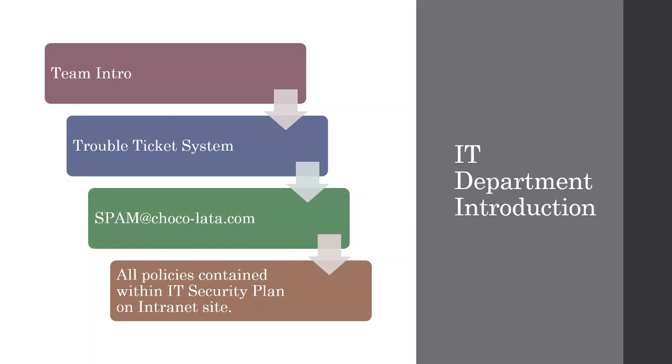We have a spam email address. We have really robust spam filter software, and if spam does make it through it, we want to have a spot for our users to be able to forward that spam so we can add it to the filters and investigate how it got through. And then just a reminder to everyone in the organization where all of our policies dealing with IT security can be located, typically on the intranet site.